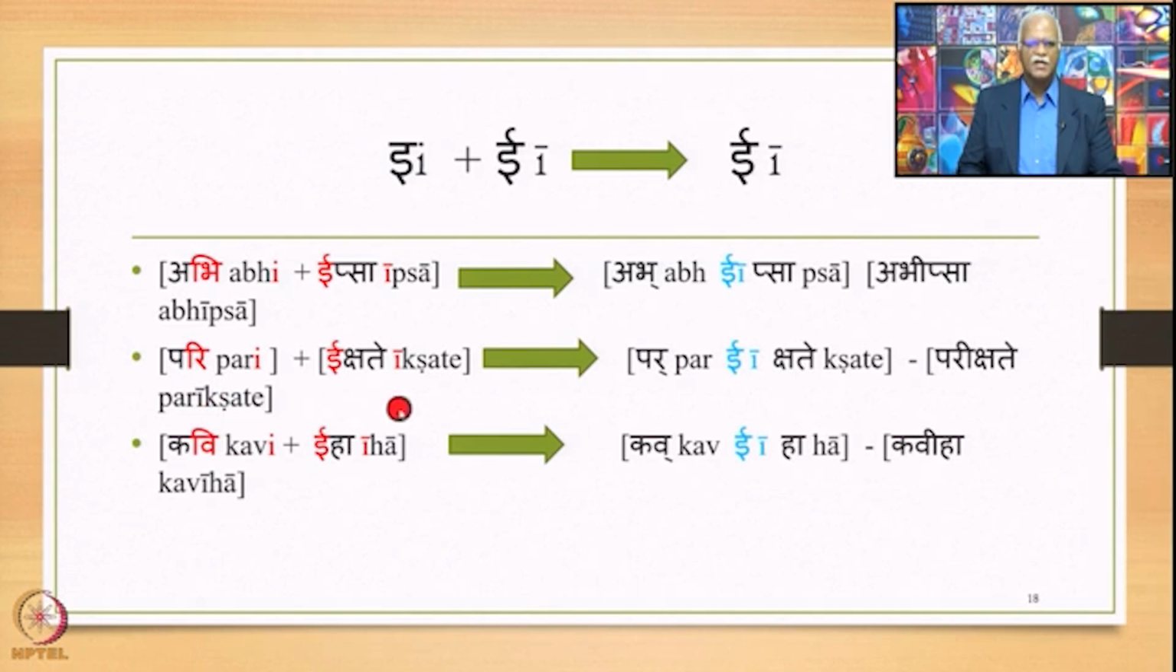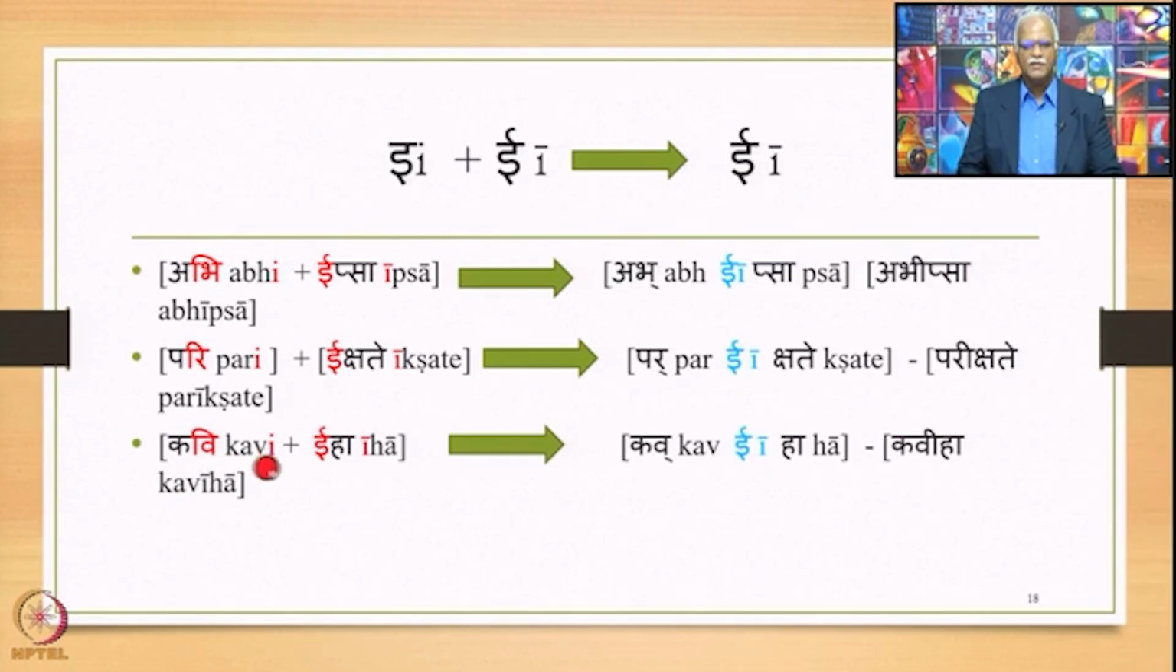Similarly, Pari plus Ikshate. Here we have E followed by long E. Pari is a preverb or upasarga, Iksha is the verbal root. So Samhita is obligatory, and therefore we have E followed by long E. 6.1.101 applies and substitutes in place of both of them the long variety, namely long E. So we have Par, E and Kshate, that is Parikshate, Pariksha and so on.